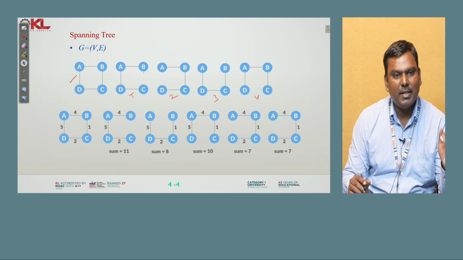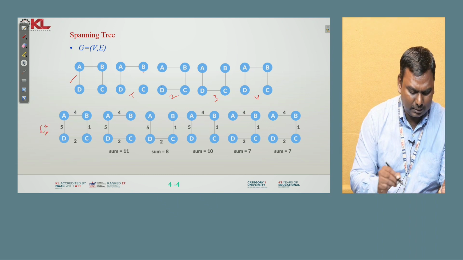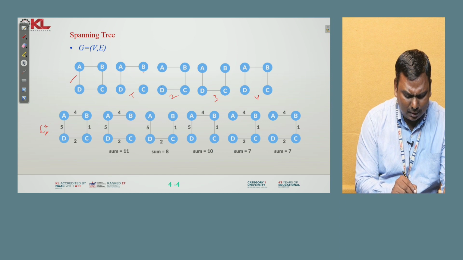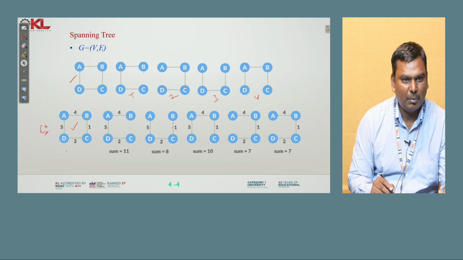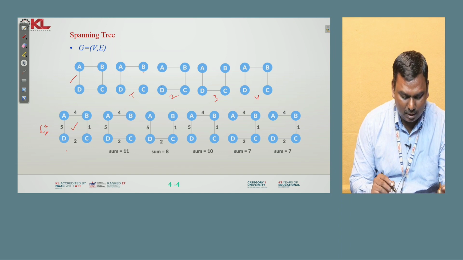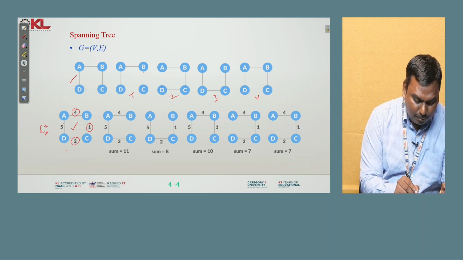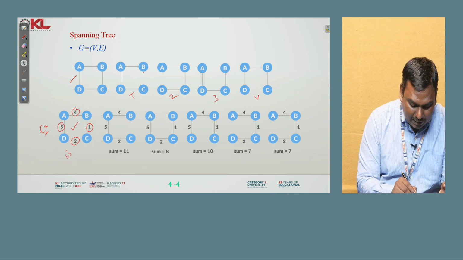Okay, now another example with the same graph. This tree has some weights. A to B is 4, B to C is 1, C to D is 2, and D to A is weight 5. These are the weights.